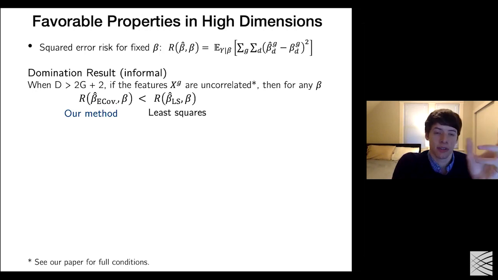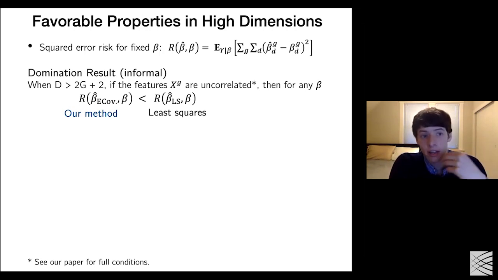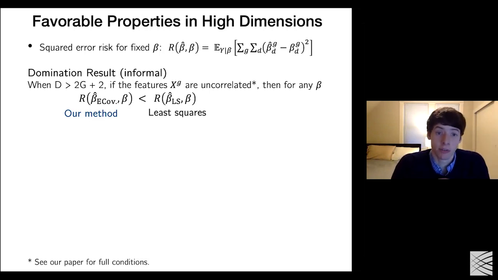And considering this risk, we have what's known as a domination result, which tells us that in the high dimensional setting, specifically when D is greater than 2G plus 2. So again, many more covariates than groups. And if the covariates for each group are uncorrelated, then regardless of what beta is, our approach, which again I'm denoting as eCov, is going to have smaller squared error risk than least squares.